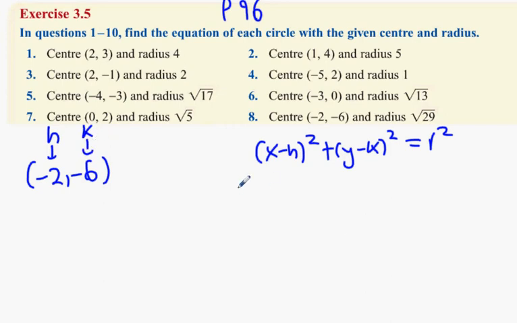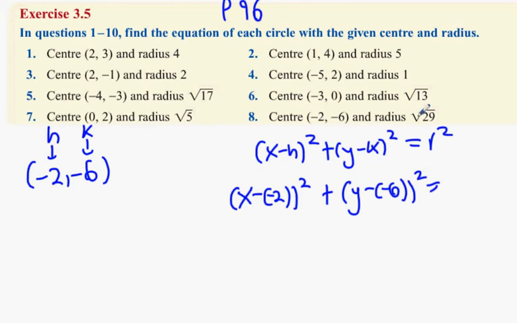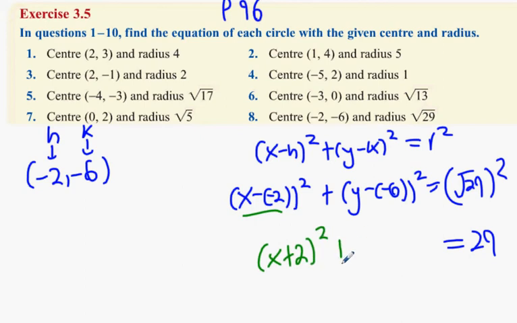So look at it here. (x minus, anybody? Minus 2) squared plus (y minus 6) squared equals radius squared. What's the radius squared? Root 29 to be squared, which is 29. What about in here? (x plus 2) squared plus (y plus 6) squared. Okay.